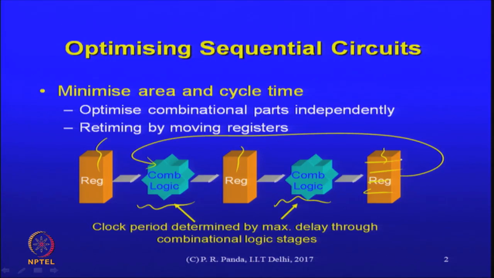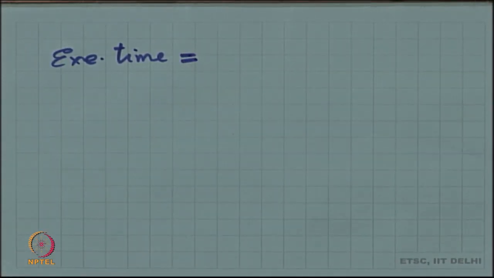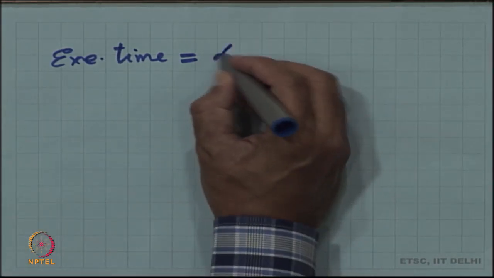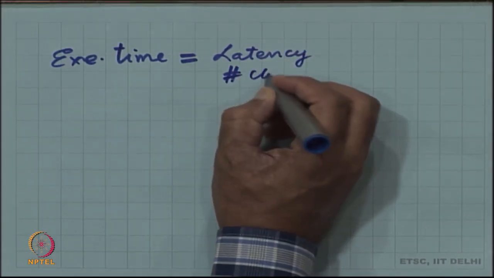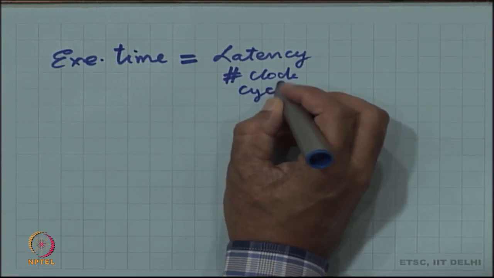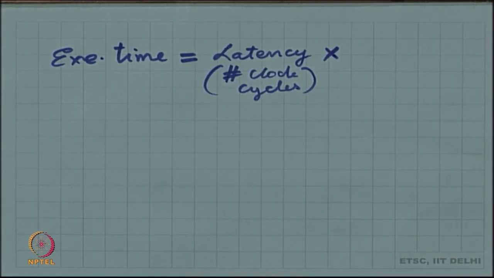What if I want to optimize timing? What do we mean by timing? There are two kinds of timing that are involved. Execution time can be represented as the product of two things. One is the latency, which is the number of clock cycles, times what? Number of states.